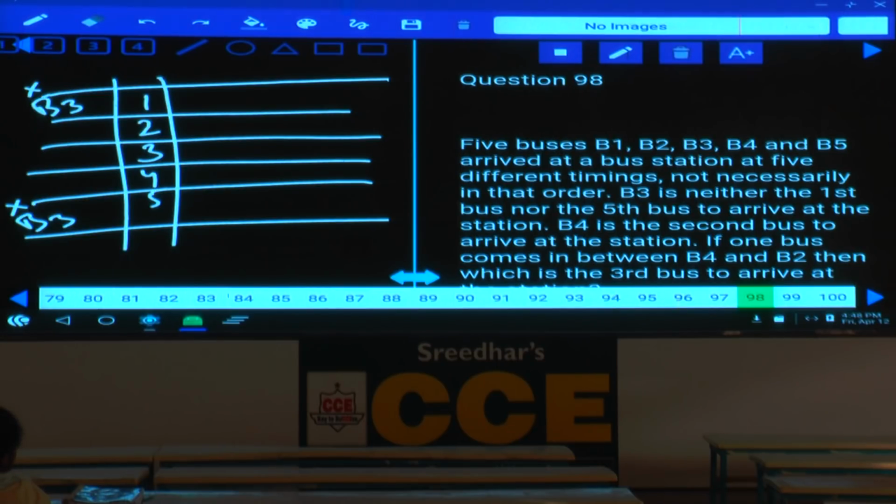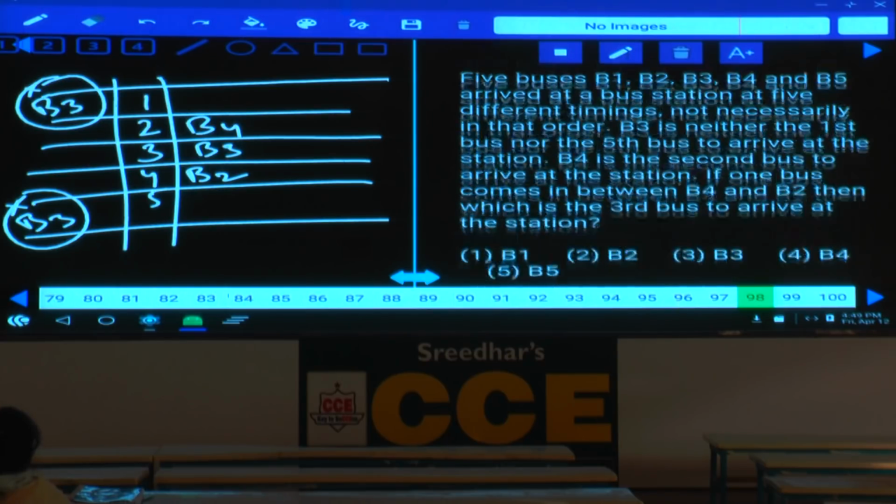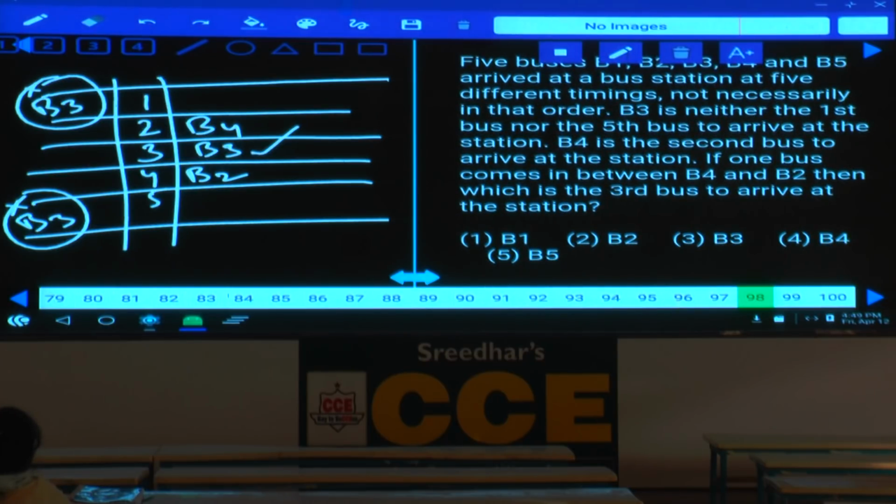As B3 is neither the first nor the 5th one to arrive, then what is the possibility for this B3? B3 can be either at 2, 3 and 4. B4 is the second bus to arrive at the station. If one bus comes in between B4 and B2, B2 must be here. As B2 is here, B3 cannot be at the first and the third, cannot be in 2 and 4 as well, hence B3 must be at this place. Now the question is about which is the third bus. B3 is the third bus, that is choice 3. Done with this? Now this is about question number 98.